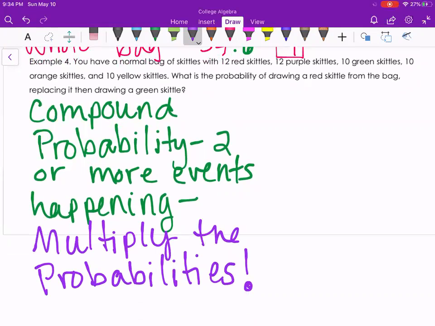So example 4, that same bag of Skittles with 12 reds, 12 purples, 10 green, 10 orange, and 10 yellow. What is the probability of drawing a red Skittle from the bag, replacing it, and then drawing a green? Now, we're going to focus on the idea of replacing, which means you put it back. You picked up that red one, you didn't want it, you put it back in the bag. Later on next week, we'll look at what happens when you don't replace. But for right now, you're picking that Skittle and you're putting it back. So let's see what happens when we get our two events here.